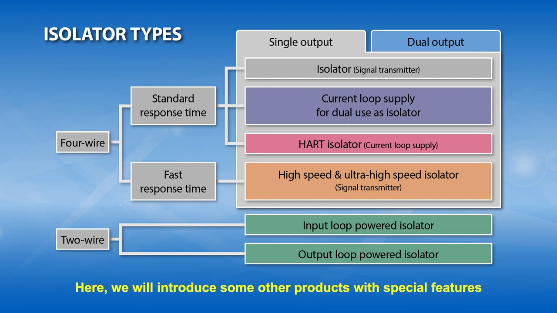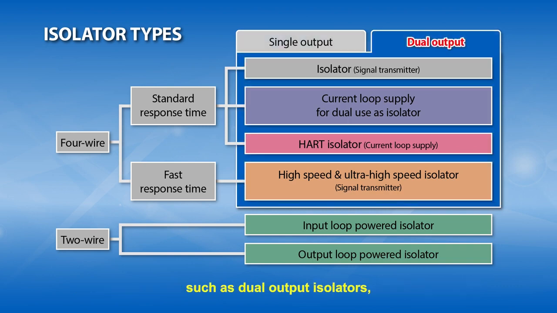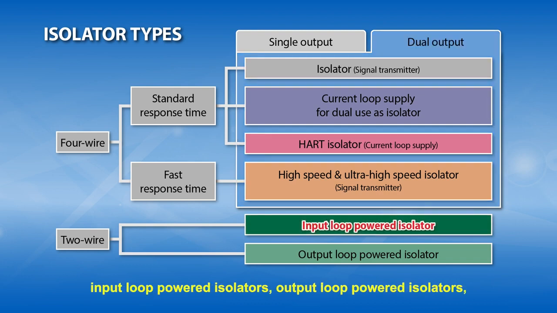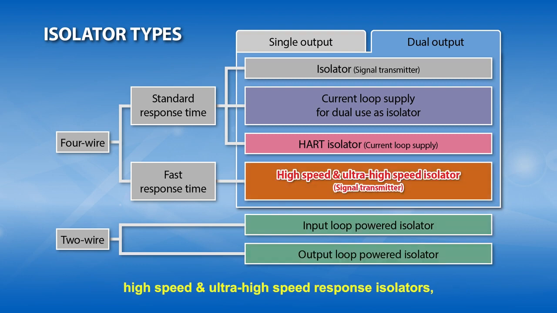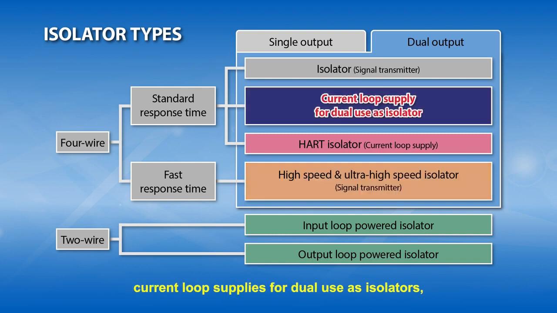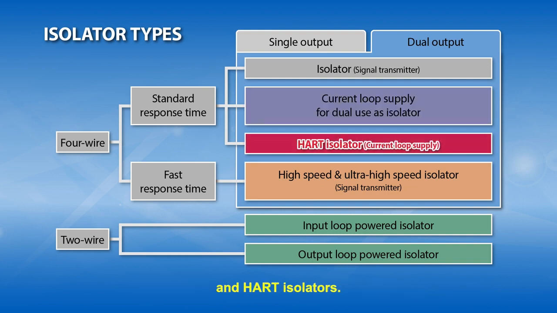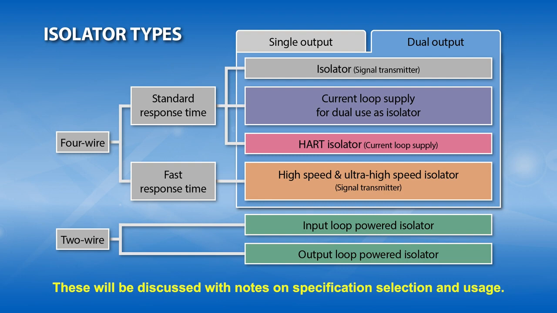Here, we will introduce some other products with special features such as dual output isolators, input loop powered isolators, output loop powered isolators, high-speed and ultra-high-speed response isolators, current loop supplies for dual use as isolators, and heart isolators. These will be discussed with notes on specification selection and usage.